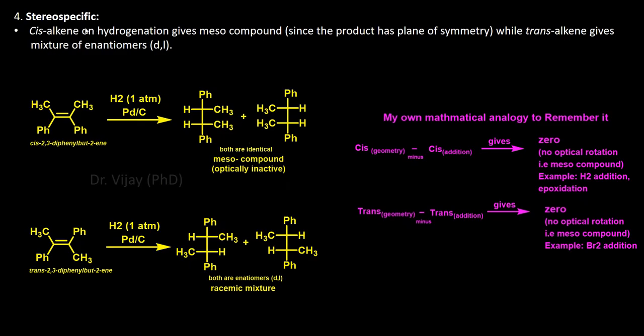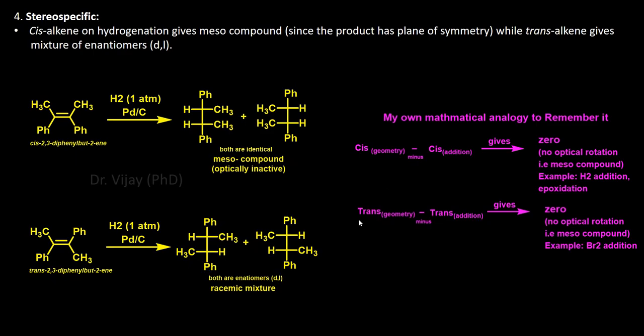Stereospecific. Cis alkene on hydrogenation gives a meso compound, since the product has a plane of symmetry, while trans alkene gives a mixture of enantiomers, DL. My own mathematical analogy to remember it: if the compound has cis geometry and the reaction is cis addition, then use this math. Cis minus cis is equal to 0. It means no optical rotation, i.e. a meso product will form. Example, H2 addition, epoxidation. Otherwise, racemic mixtures or enantiomers.